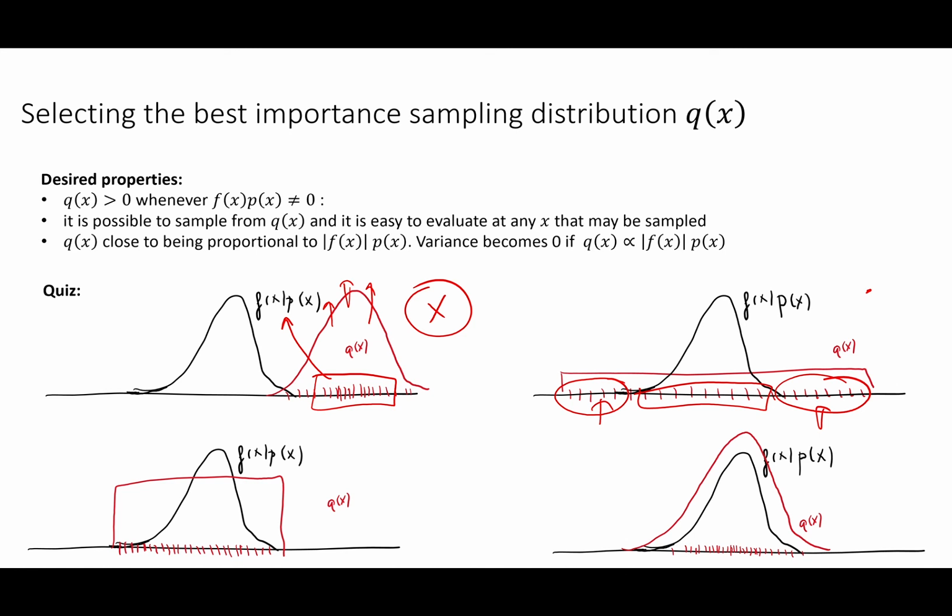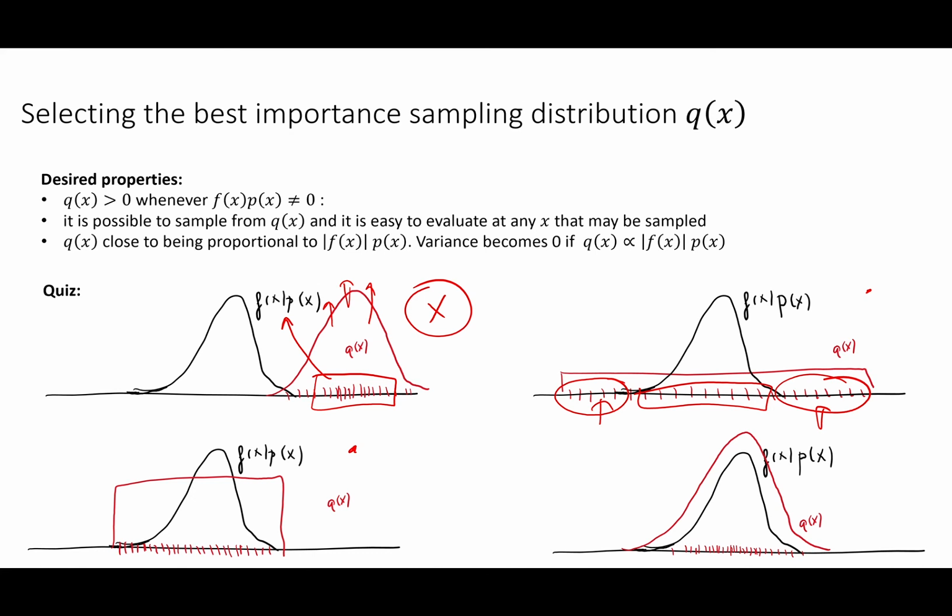All right, then we have the third picture, and this is actually very good. We are sampling from this uniform distribution. It's good. We are utilizing most of the samples, so that's actually a pretty good distribution to sample from.